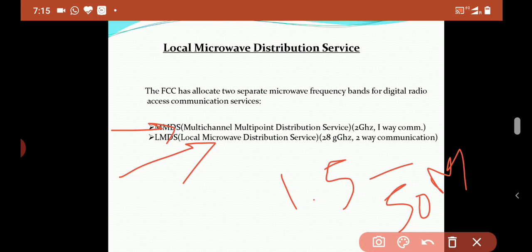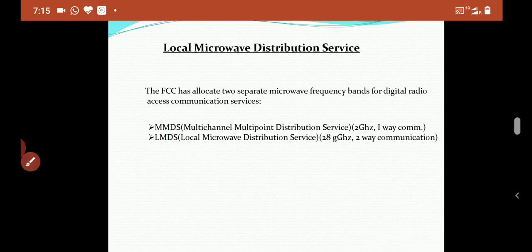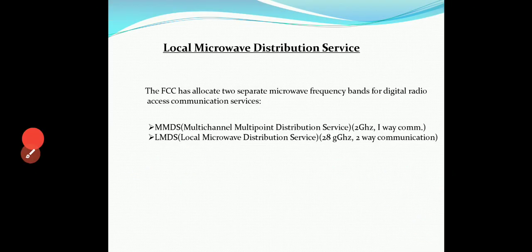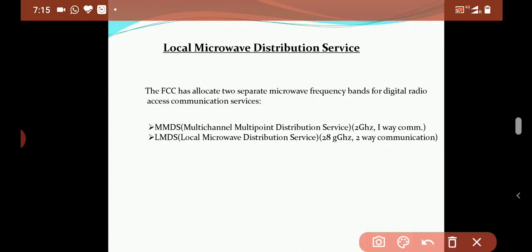The basic disadvantages of LMDS are, first, the need for FCC licensing. Second is line of sight transmission, with a distance limit of 2 to 3 miles, and extreme attenuation in heavy rainfall. It is an important thing, an important parameter.